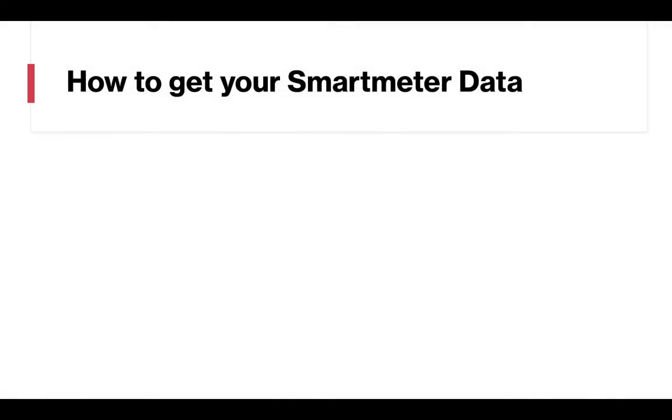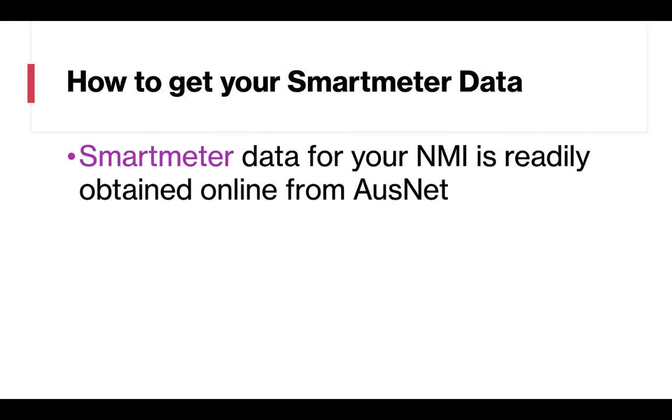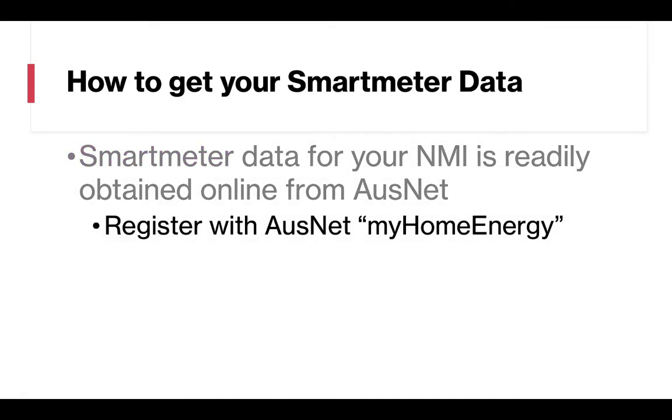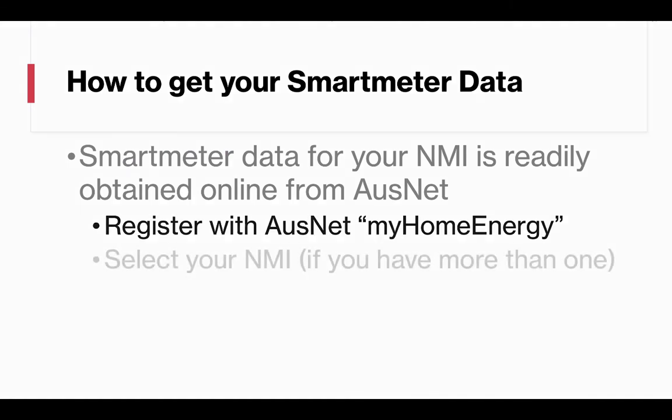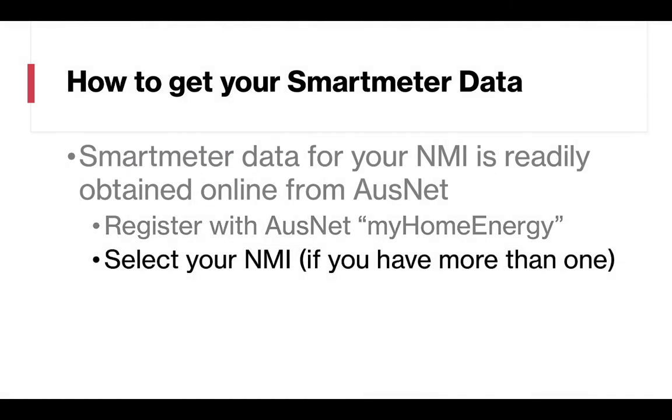As I say, it is readily obtainable online, and you can get it either from your retailer, whoever that is, or for everyone in our area, no matter who their retailer is, you can get it from AusNet, the distributor. And they have a website called My Home Energy. So what you do to get your smart data is to first register with My Home Energy. Then you go online and you select your NMI from the list. You might have more than one, but most of you will only have one meter. So you just select that.